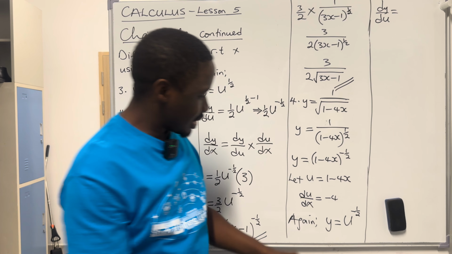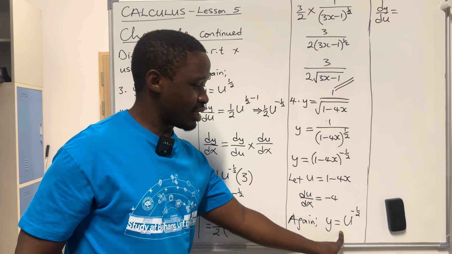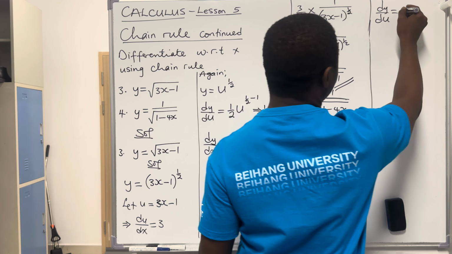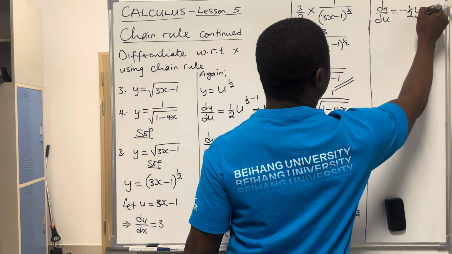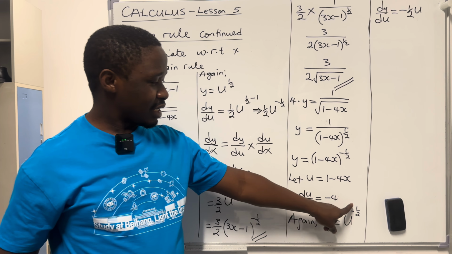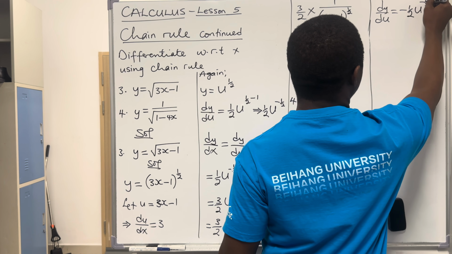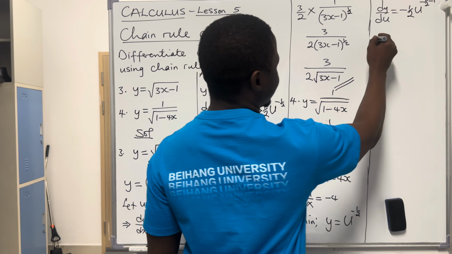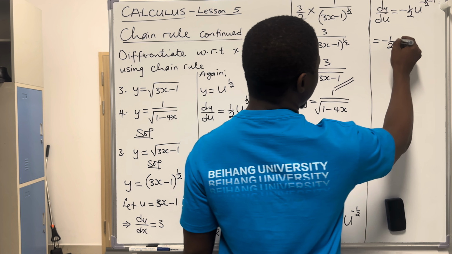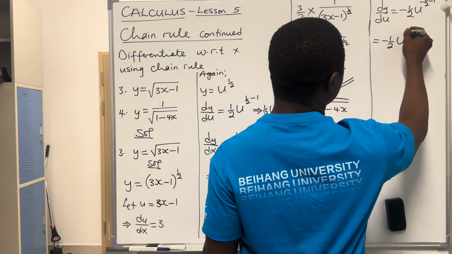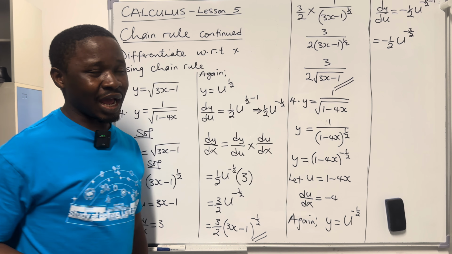How do we differentiate here? The power multiplies the coefficient, which is 1. So minus half times 1 is minus half. Then we have u. Then what is next? The power minus 1, the power which is minus half minus 1. So this is now equal to minus half u to the power minus half minus 1 is minus 1.5, which is minus 3 over 2. You know 1.5 is 3 over 2.